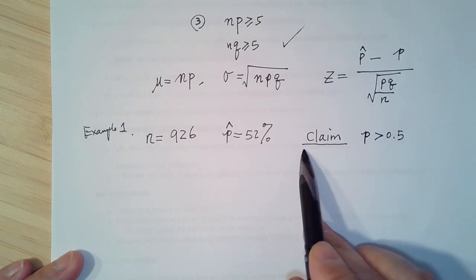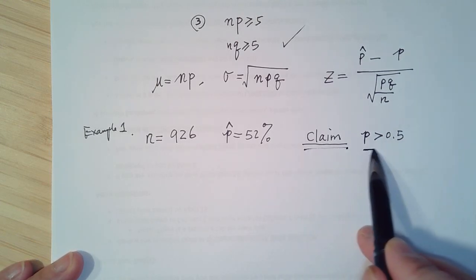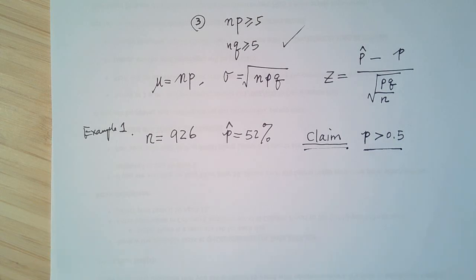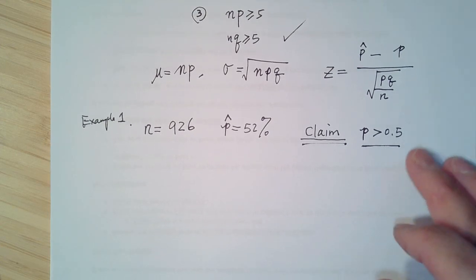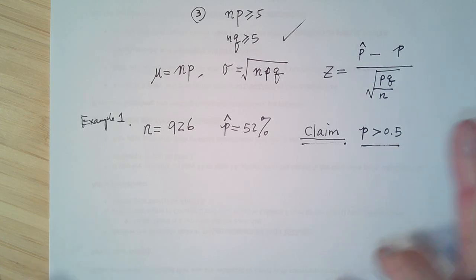You identify the claim, you translate the claim into a math notation, and then are you going to put that in H0 or Ha? Well, we're going to put that into Ha, right? Because H0 has to be equal.